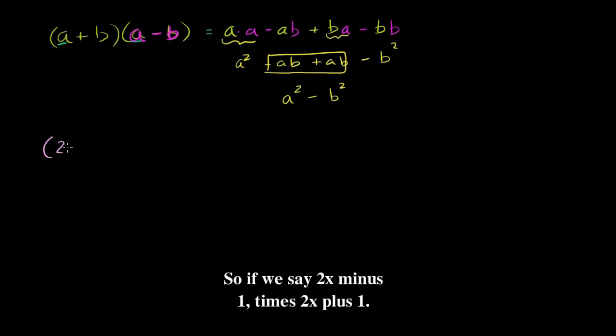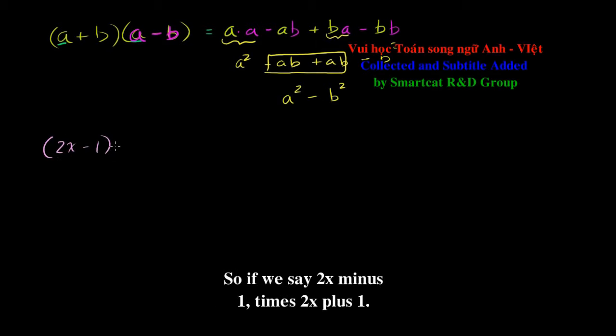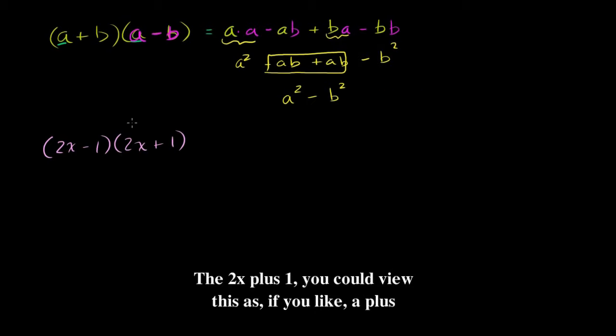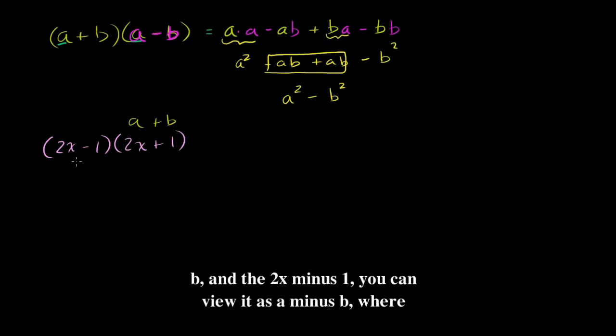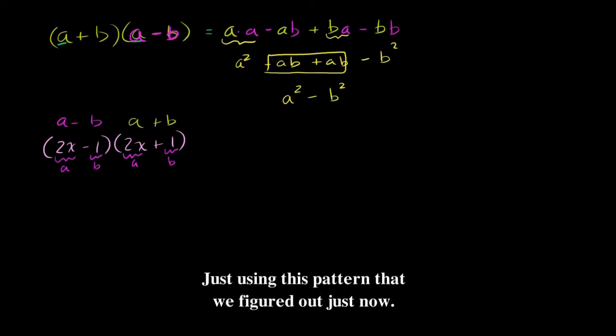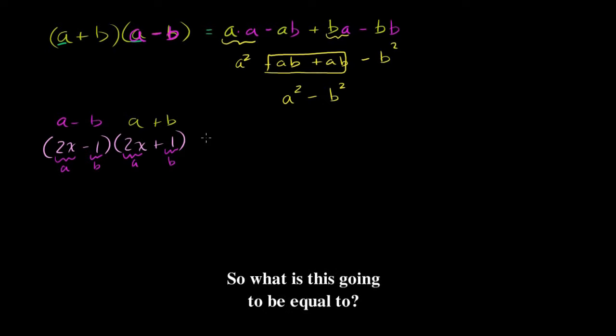So if we say 2x minus 1 times 2x plus 1. Well, these are the same things. The 2x plus 1, you could view this as, if you like, a plus b. And the 2x minus 1, you could view it as a minus b, where this is a and that is b, which is 1. Just using this pattern that we figured out just now.